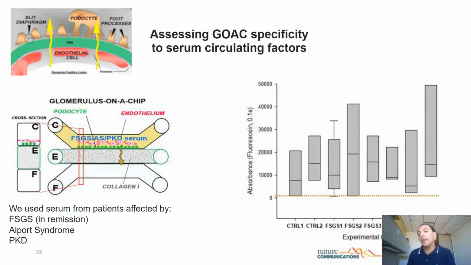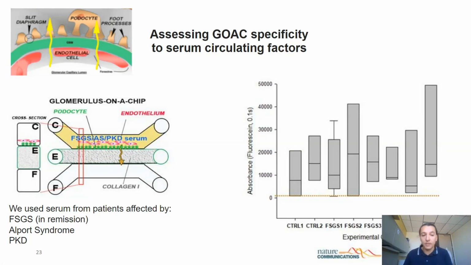We also tested the sera from Alport patients. Alport is a genetic disease. We will talk more about that later, but it is not known to contain anything in the blood that would cause podocyte damage. And we also looked at sera from patients with polycystic kidney disease. And as you can see from our results, none of those sera was able to trigger a response and loss of albumin, suggesting that our system is very specific and responds to specific damages and not just to human sera per se.